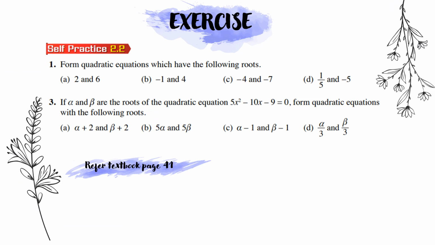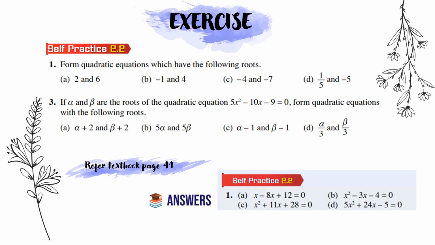Okay, and then you need to do this exercise. Form the quadratic equation which has the following roots. You can refer to the slide before. And then question number 3, like the example just now. Alpha plus 2, and then you multiply with 5 alpha and 5 beta, and from the roots, this one and this one, you can check your answer here.